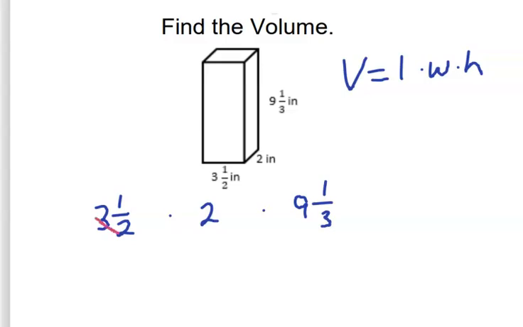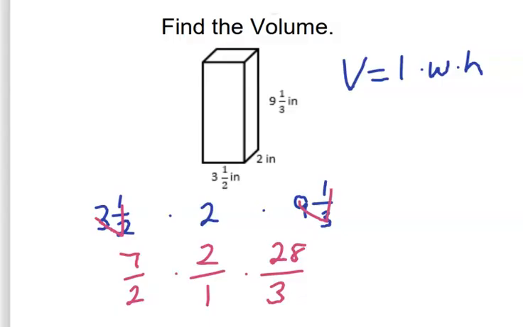We have 3 times 2 is 6 plus 1 more is 7. So it becomes 7 over 2. 2 just becomes 2 over 1. And 9 times 3 is 27 plus 1 more is 28. So we have 28 over 3.